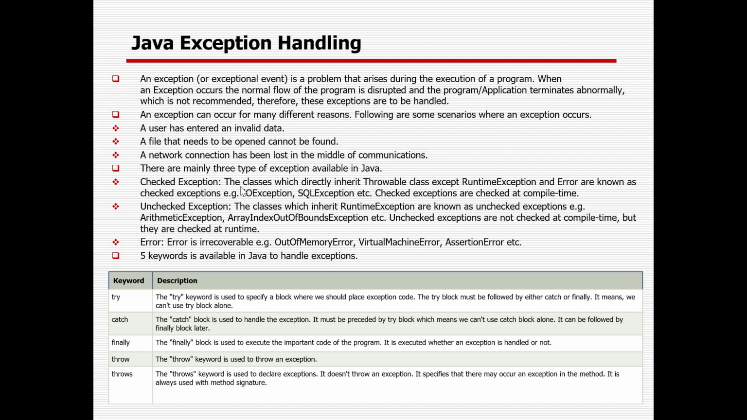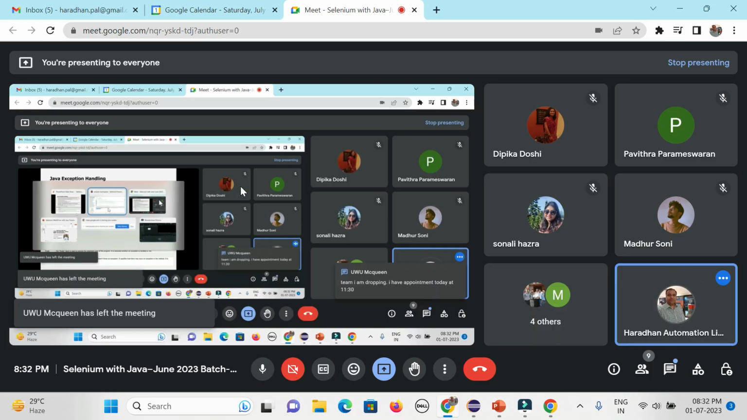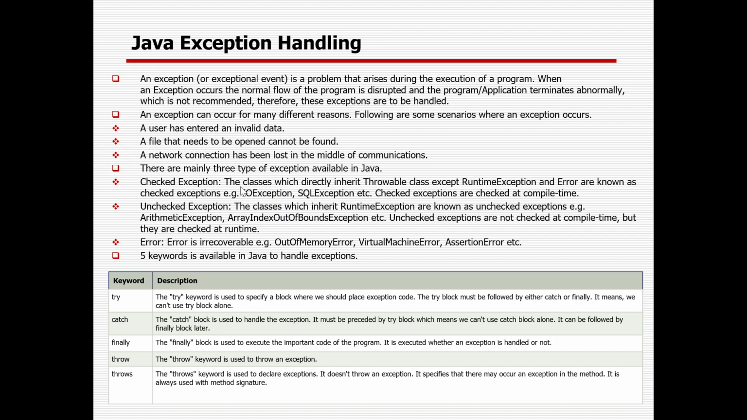Sometimes you want to read or write a file, but this file is open. Then it is not possible to update anything. Sometimes you are executing something on a web page, but your internet connection is lost in the middle of the execution, so that might be another problem. That is the way some exceptions might happen.